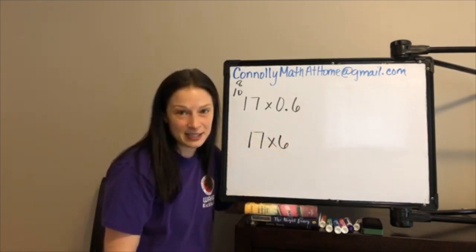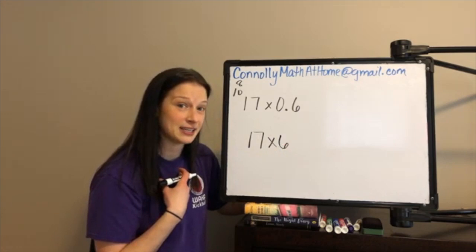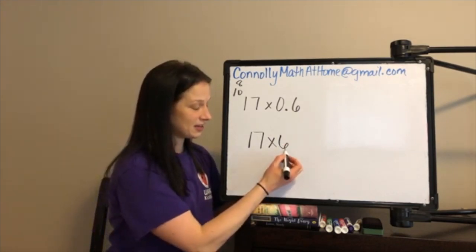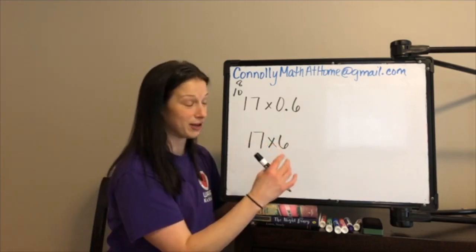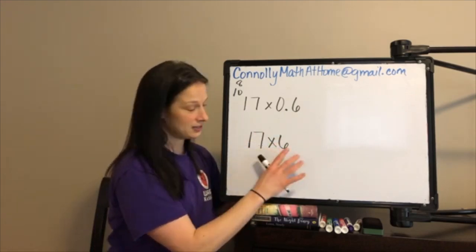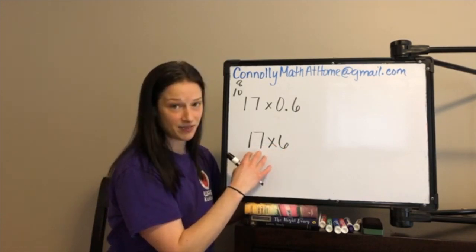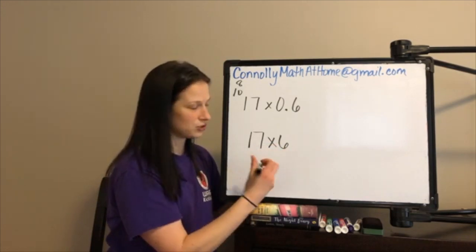A lot of us like the standard algorithm. I personally think this might be a little faster to solve in my head. So I'm going to think, not in my head, but out loud for you. I'm going to think about keeping 6 whole, and I'm going to break up 17 by place value. I'll write down what I'm doing so you can keep track.